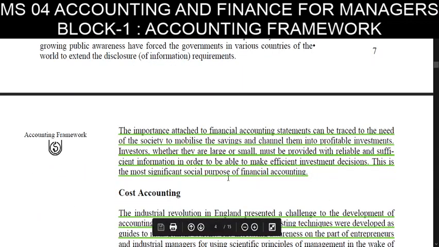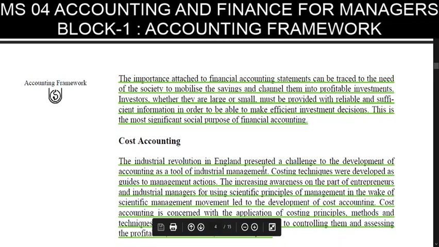Next, the importance attached to financial accounting statements can be traced to the need of the society to mobilize savings and channel them into profitable investments. Why financial accounting has emerged: the society mobilized their savings and invested in the joint stock companies, and therefore they wanted to know the profitability of the company. They want to know whether their investment was good or not. This is the most significant social purpose of financial accounting.